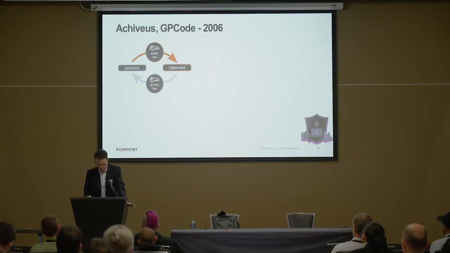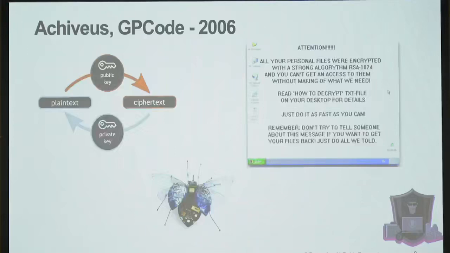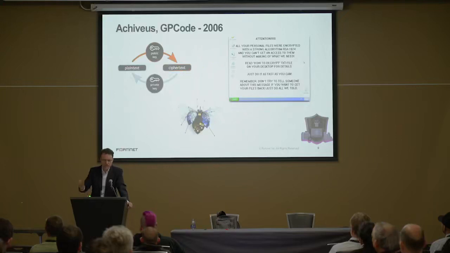But even though it was employing very, very potent cryptography, most of these malwares were riddled with bugs. The GPCode and Activius had hundreds of issues in their code. So if I remember correctly, Activius actually didn't overwrite the file, it deleted it. So you would be able to undelete it.